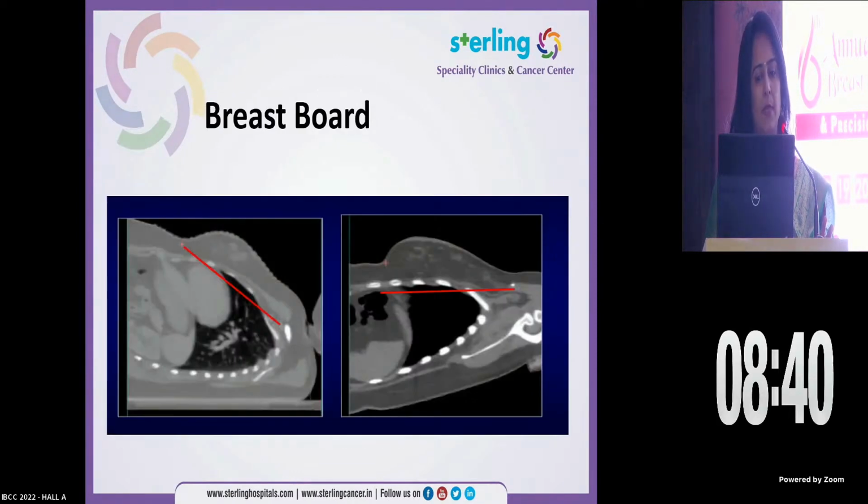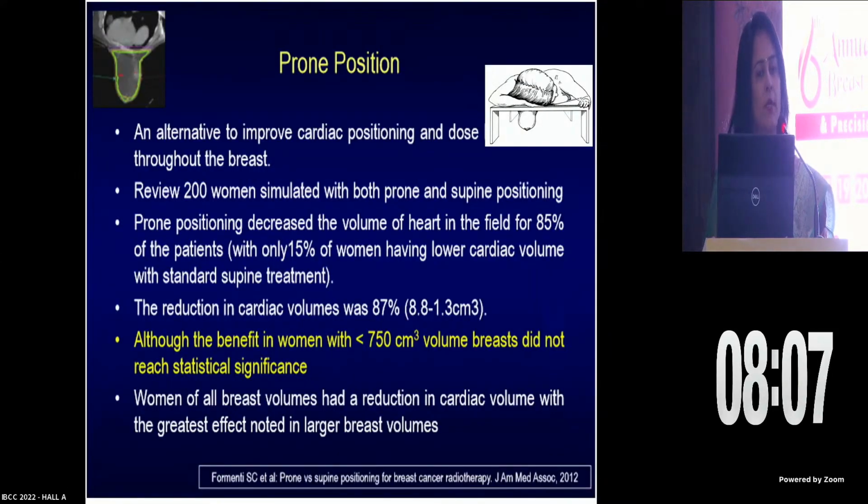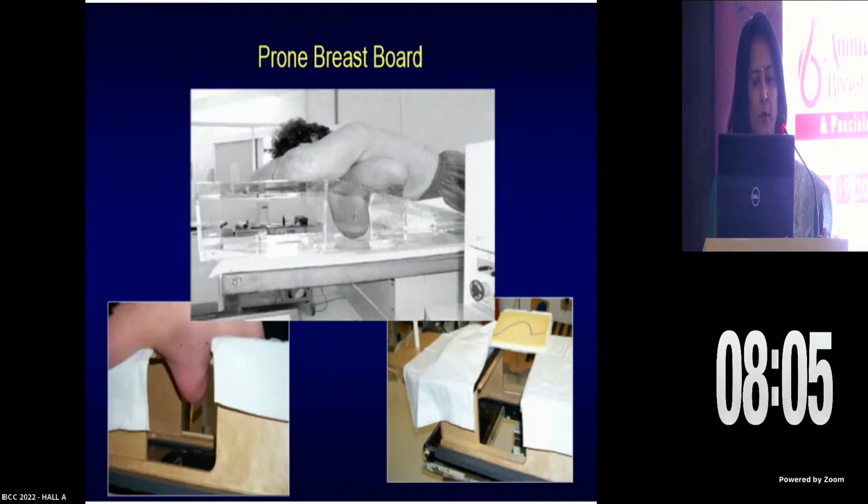The breastboard makes your treatment change from the first picture, where the patient is lying supine. Here you can still have some amount of dose being delivered to the heart and the lung, as compared to a breastboard, which will make the patient a little bit inclined and help the tissues move forward, with lesser inclusion of the tissues deeper to the chest wall. From the evidence, it has been realized that most of the time the mean cardiac dose can be reduced by 60% sometimes, and the maximum dose reduced by 30%, with a simple technique, note that, which is keeping a breastboard.